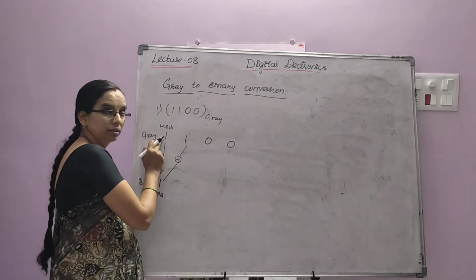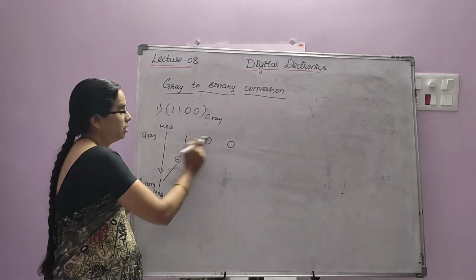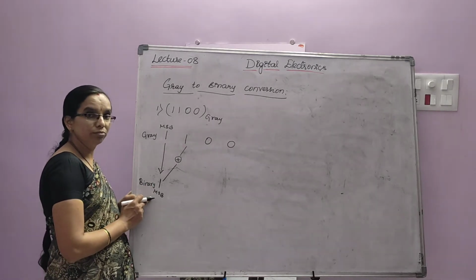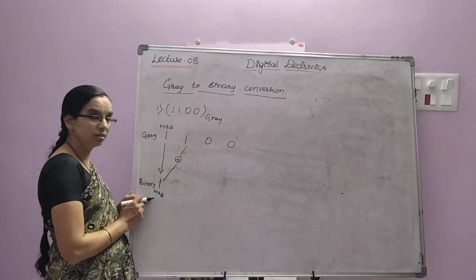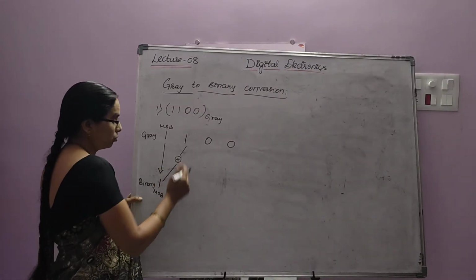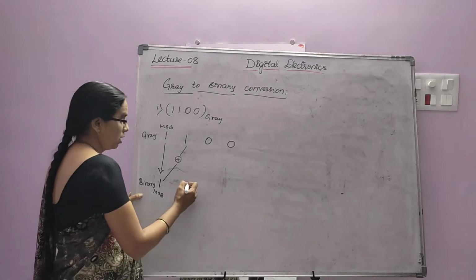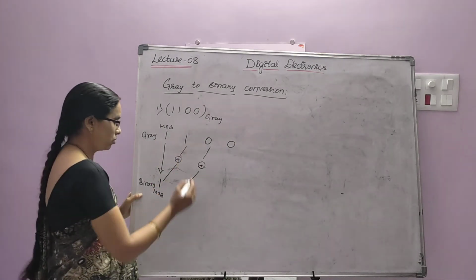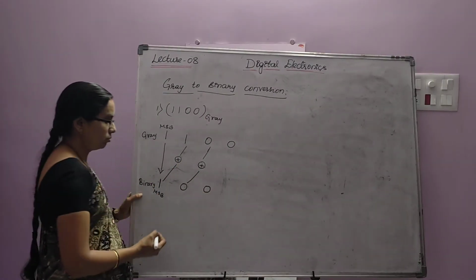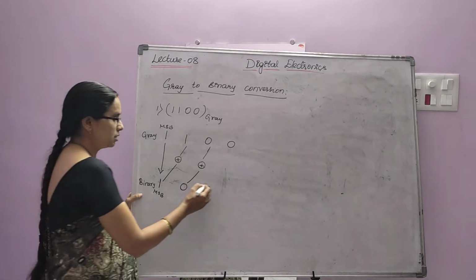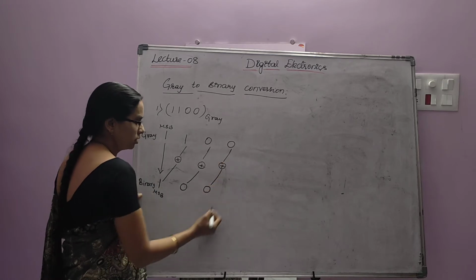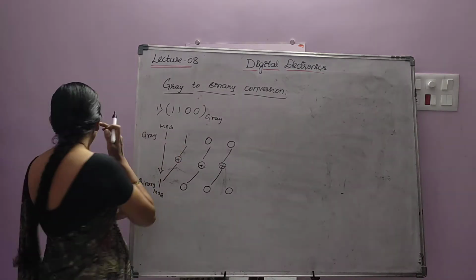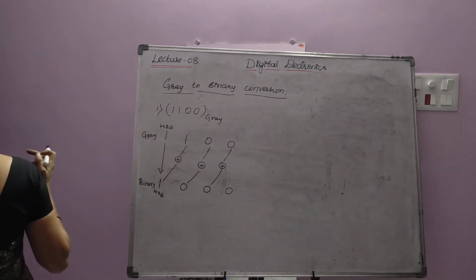Bit 3 is XORed with the next bit of the gray. 1 XOR 1 is 0, and this 0 is XORed with the next bit of gray. 0 XOR 0 is 0, and this 0 is XORed with this 0, and that is 0.